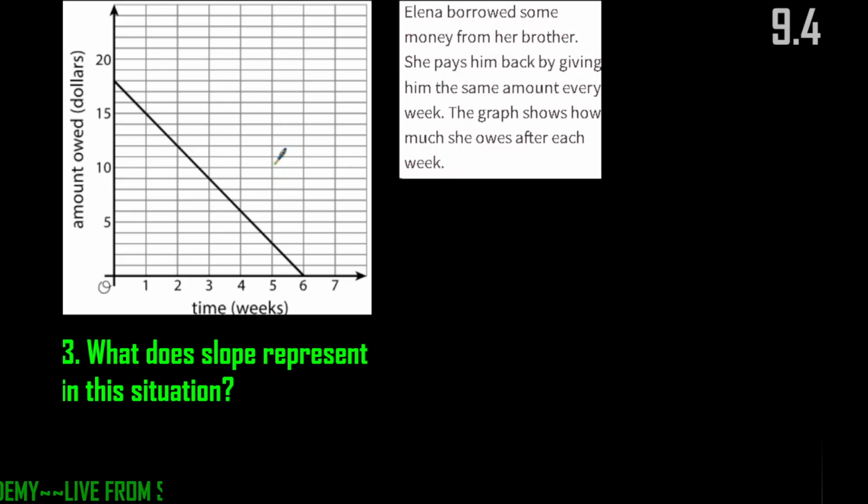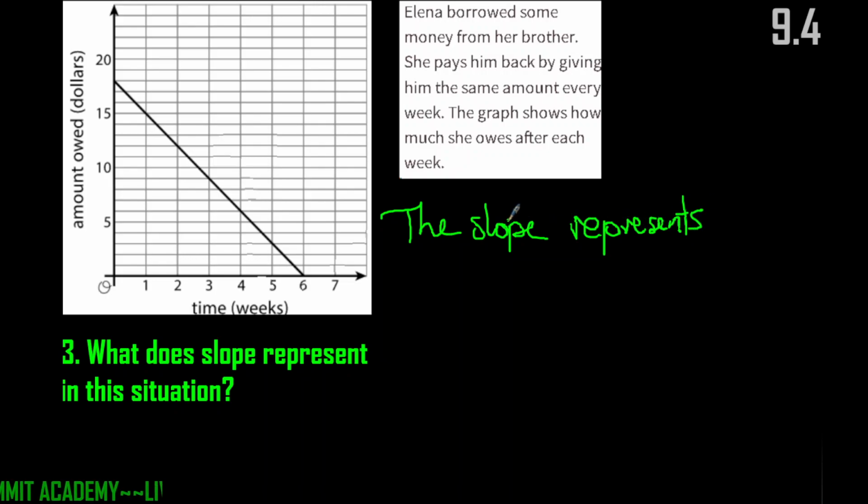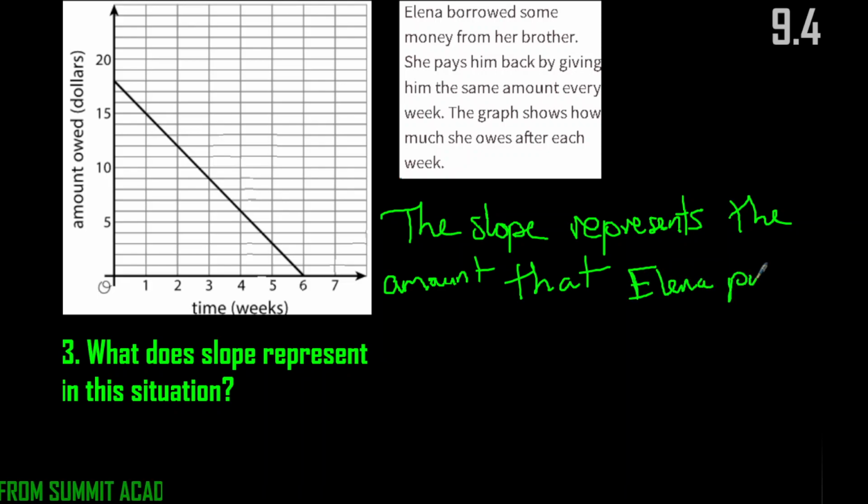Then for number 3, it says, what does the slope represent in this situation? So we can say the slope represents, again, we're going from the situation using our idea that we have, and we're going to a full complete sentence. So the slope represents the amount that Elena pays back each week. And I know that from having my graph: the amount owed, how much is being paid back? Well, I'm paying back $3 each week, and so that's why I'm subtracting that from the total amount owed.